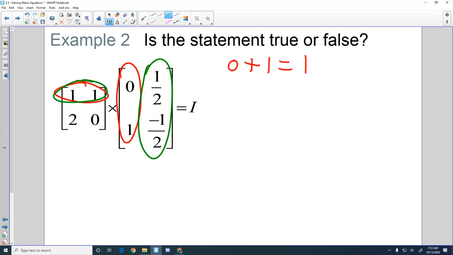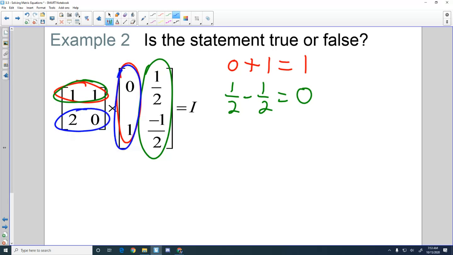Oh, fractions, so gross. But wait, they're easy fractions. We can work with 1/2. 1 times 1/2 is 1/2. 1 times negative 1/2 is negative 1/2. Add those up and we get a 0. So far, is it looking like the identity matrix? Yep. Go to the second row.